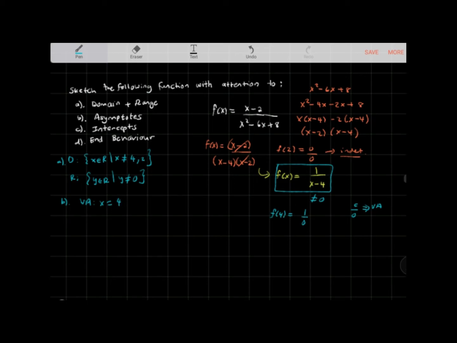However, we don't have a vertical asymptote at x is equal to 2, right? Whenever you have 0 over 0, this is an indeterminate state, and as a result, we have a hole or a point discontinuity at x is equal to 2. Now, we want to figure out the equivalent y value. We know that f of 2 does not equal 1 over 2 minus 4. It wouldn't exist in the actual function.